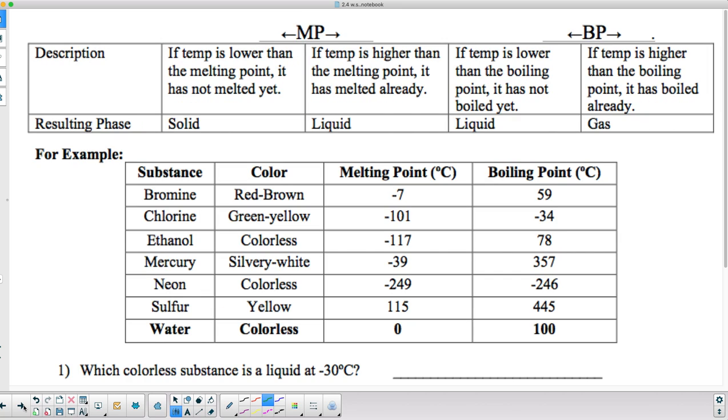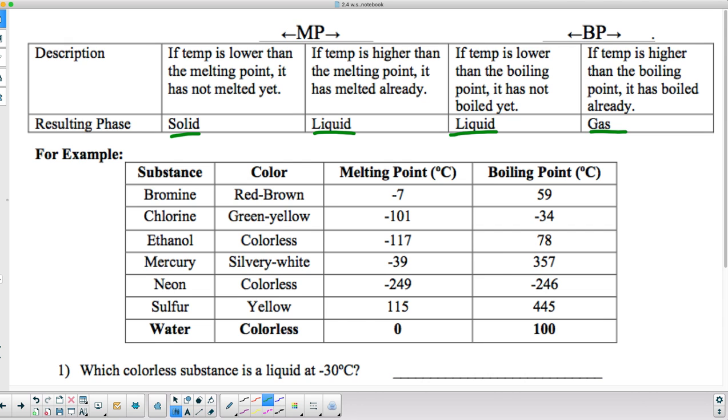So description, so melting point, here's melting point. If your temperature is lower than the melting point, then it's a solid. If your temperature is higher than the melting point, then it's a liquid. But if it's lower than the boiling point, it's still a liquid. But if the temperature of your substance is higher than the boiling point, then your state is a gas. So when you take a look at bromine, bromine is red and brown in color. That's a physical description. The melting point is -7 degrees Celsius, and the boiling point is 59 degrees Celsius.